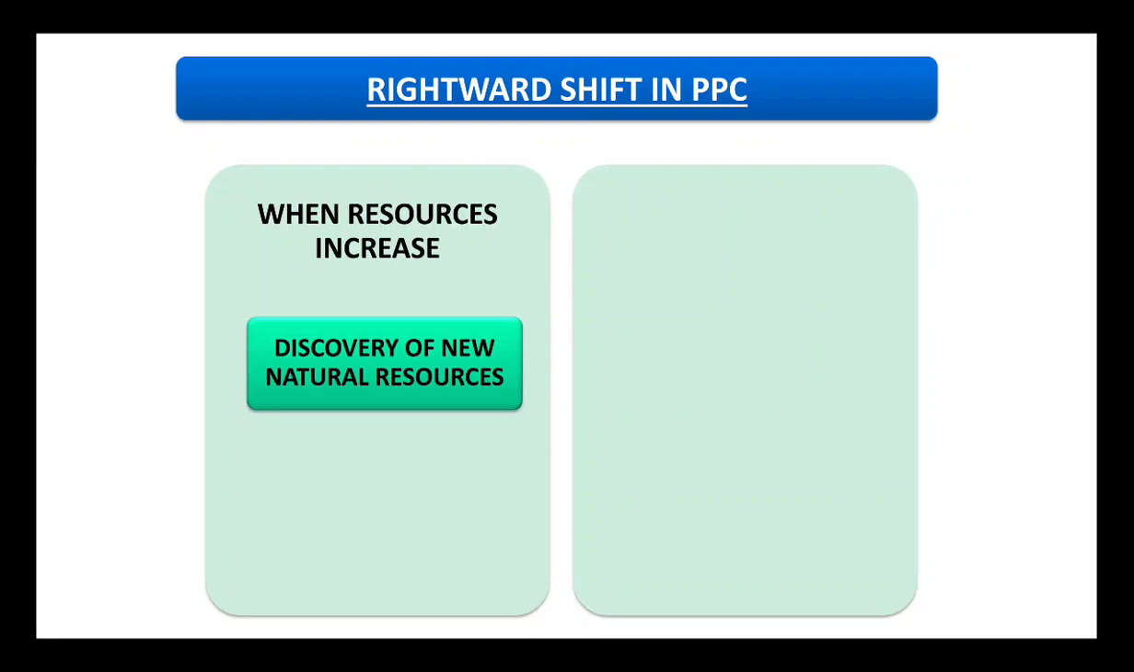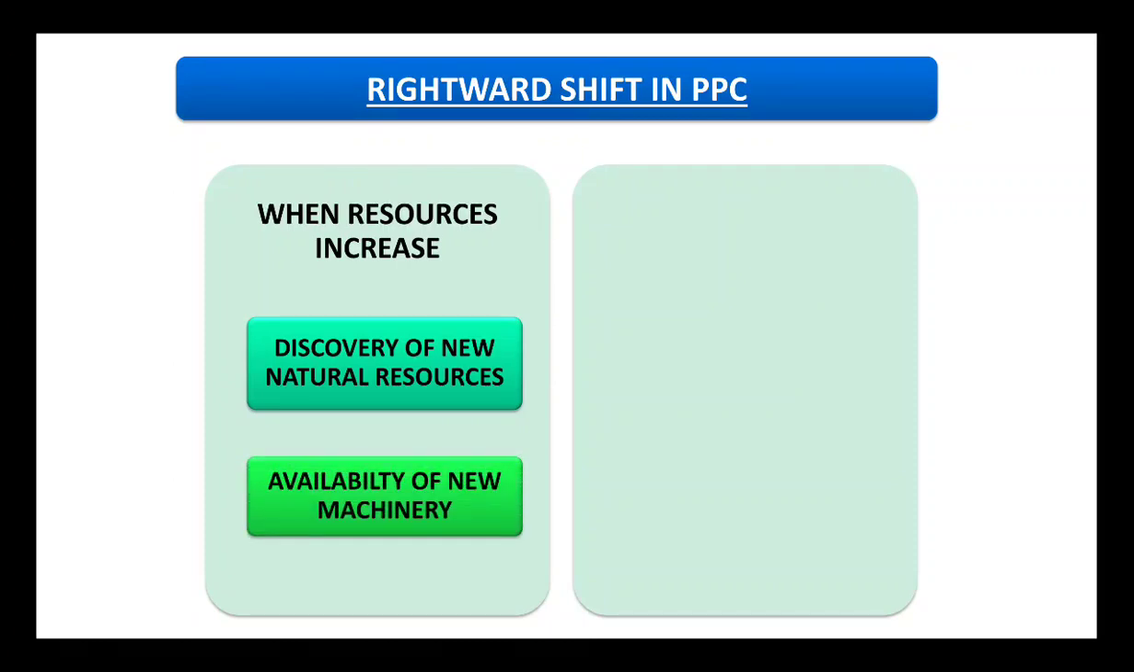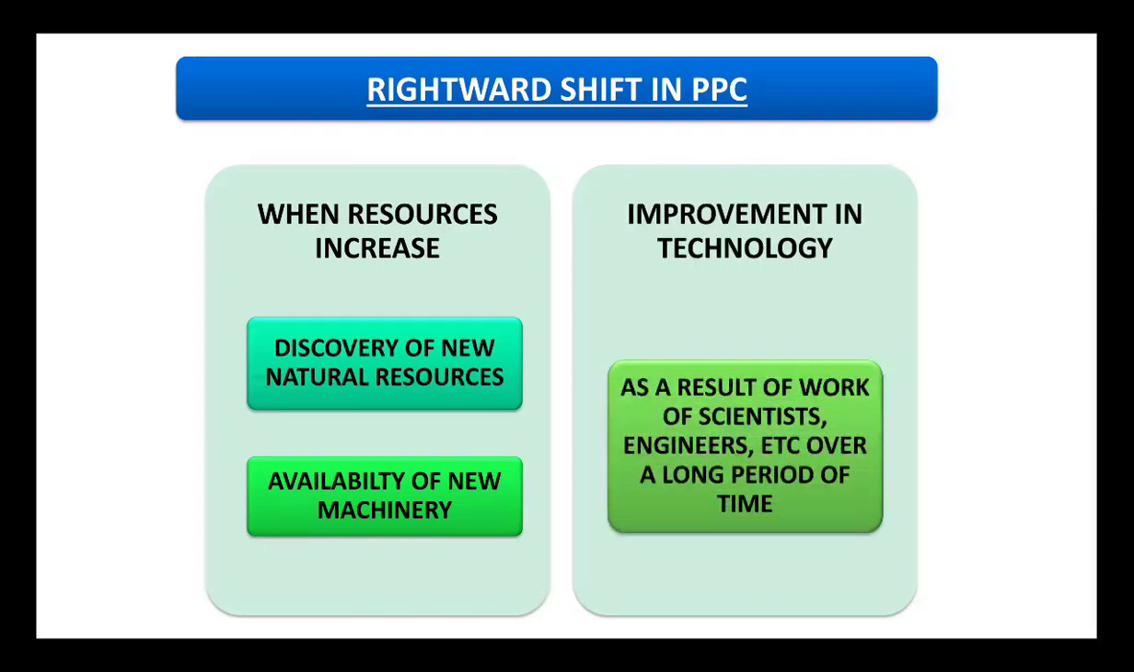Now let us understand what causes the rightward shift. There are two reasons. Either the resources are increasing, which means there is discovery of some new natural resource in the economy, or there is some new machinery, some upgradation taking place, an improvement in technology. Earlier we were dealing with laptops, now we have iPads. Earlier there were floppy disks and CDs, now there are no more. VCRs were there. So there's always a rightward shift in the PPC when there is some increase in the resources, and that increase could be because of these reasons on a broader perspective.